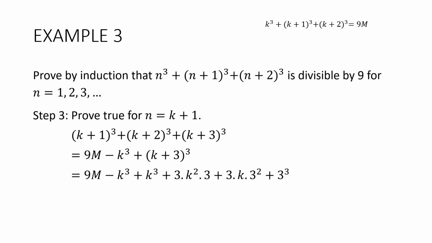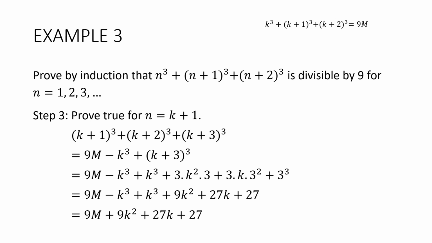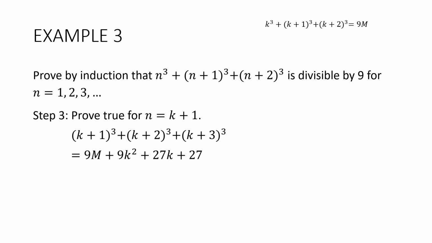This is going to be k cubed plus 3 times k squared times 3 plus 3 times k times 3 squared plus 3 cubed. Tidying that up, I end up with 9m take away k cubed plus 9k squared plus 27k plus 27, which is 9m plus 9k squared plus 27k plus 27, which has a common factor of 9.